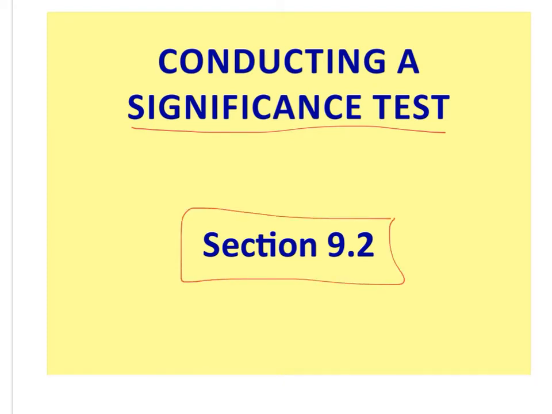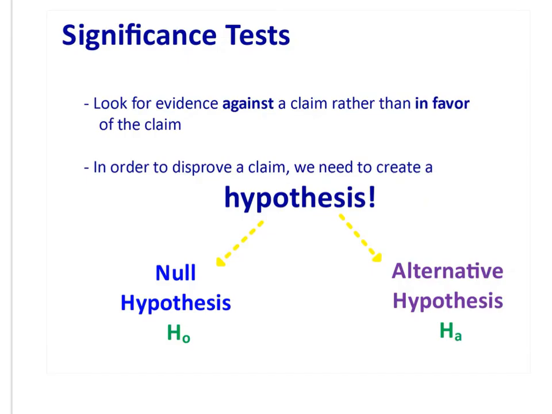So this is section 9.2 in your textbook. All your book problems for this unit are there, as well as extra examples. So let's dive in to significance tests.